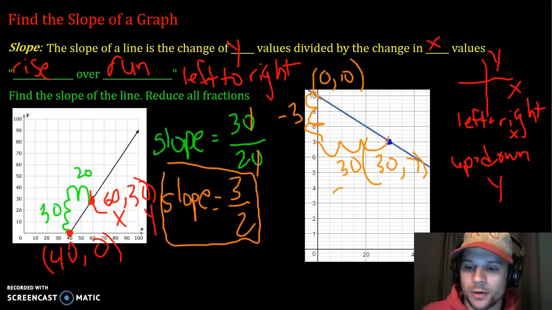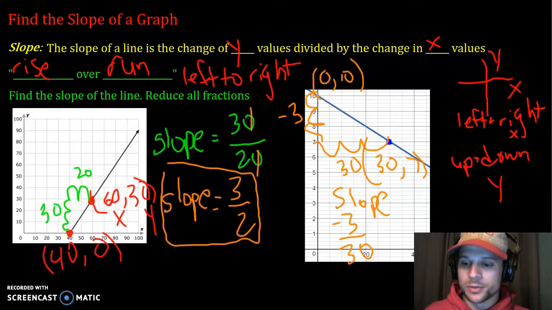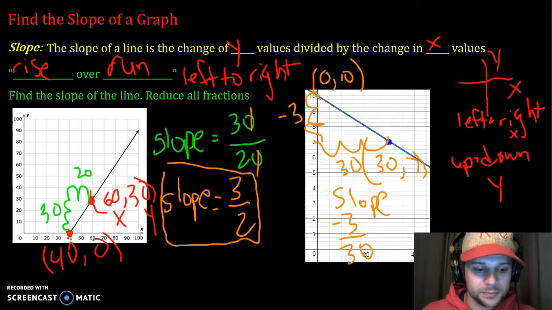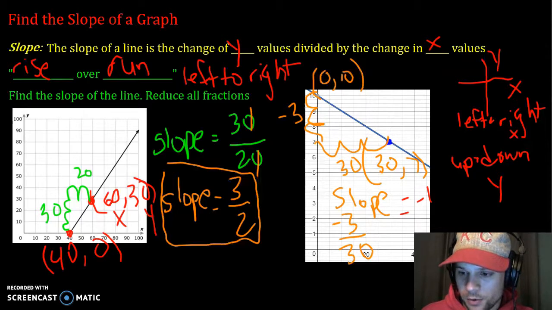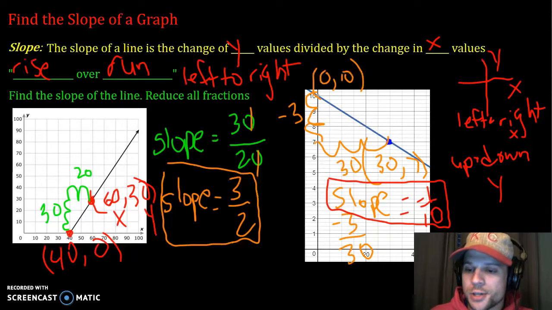So our slope is negative 3 over 30. And again, we have to make sure that we completely reduce this slope. We can divide both of these by 3. 3 divided by 3 is 1, and 30 divided by 3 is 10. So just make sure all of your fractions are reduced. Your y change is always listed on top. Your x change is always listed on the bottom.